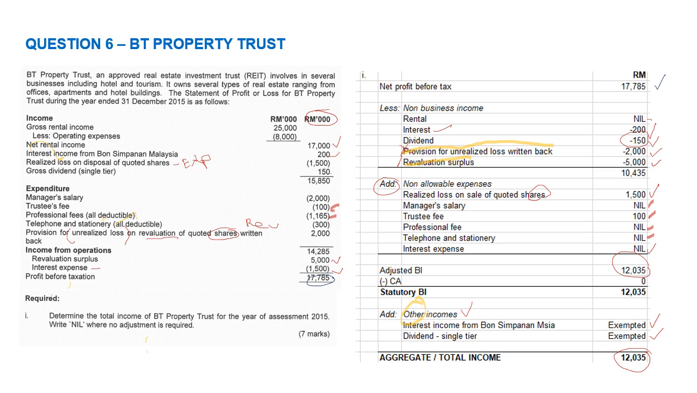provision is not an income. You just buat estimation sahaja. Duit bukan betul-betul masuk kan. Sama macam revaluation surplus. It is non-cash item. Dia kalau accounting will recognize as revenue. But for taxation, revaluation surplus is not considered as income. Dia adalah capital gain. Therefore, tak masuklah bawah other income. Okay? So hopefully you have a clear understanding on how to tackle the question for BT Property Trust.